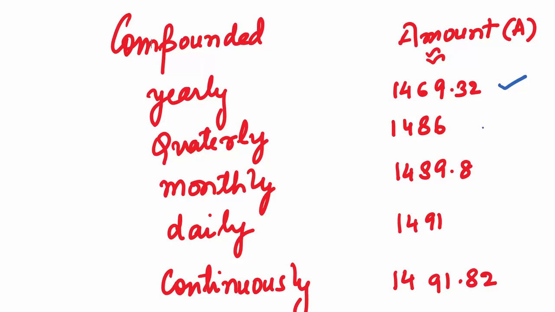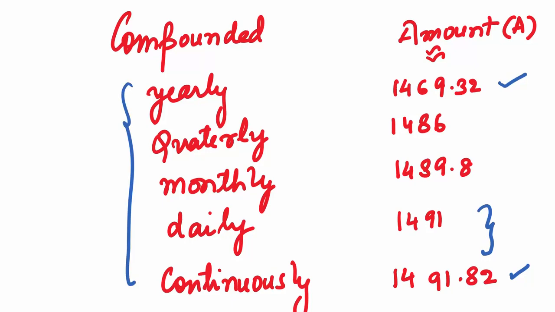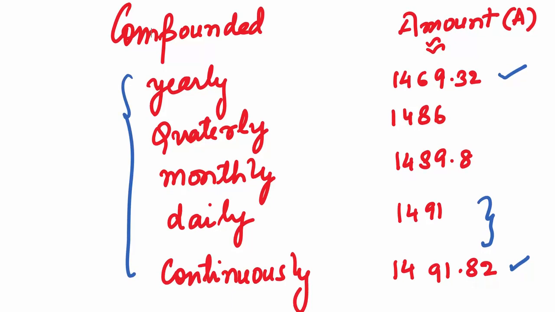Now let's compare. When the principal of $1000 is compounded yearly, the amount approximately is 1469.32. When it is compounded quarterly, it is 1486. When it is compounded monthly, it's 1489.8. When it is compounded daily, it's 1491. And when it is continuously compounded, where we use our exponential E, we get the maximum gain, and that is 1491.82. You can see the gain has slowed down, but it is still more. So you see, as the compounding frequency increases, the amount also increases.